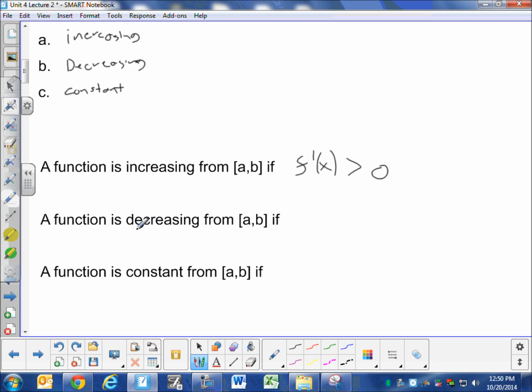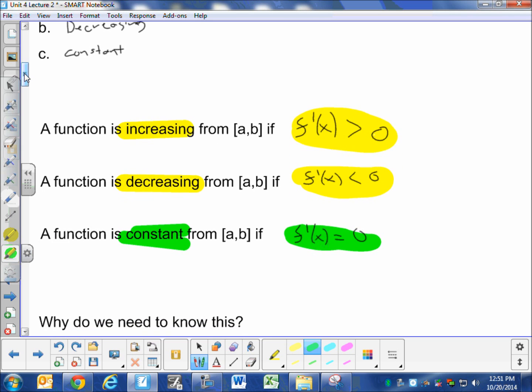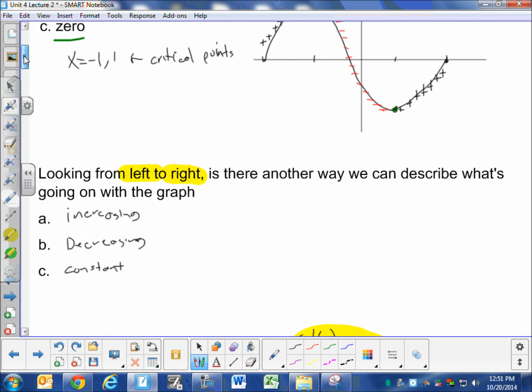You'd say a function is decreasing if the derivative was negative. And it's constant if its derivative is 0. Okay. Now, why do we need to know this? What is this going to be good for?